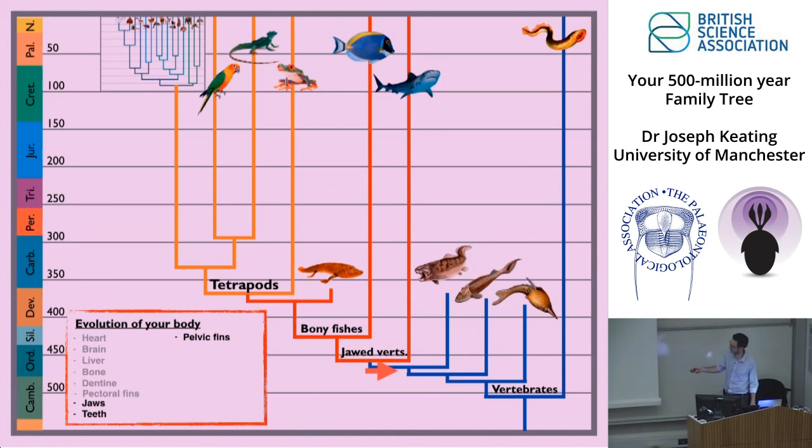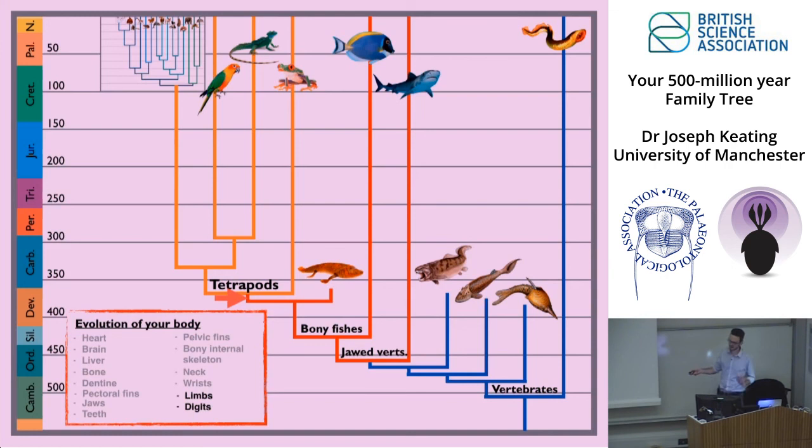Our common ancestor with the bony fishes had a bony internal skeleton. So the internal skeleton, most of our skeleton today, is made out of bone. Our common ancestor with Tiktaalik had a neck and had wrists. And finally, our common ancestor with all land vertebrates living today had true limbs with digits, with fingers and toes.